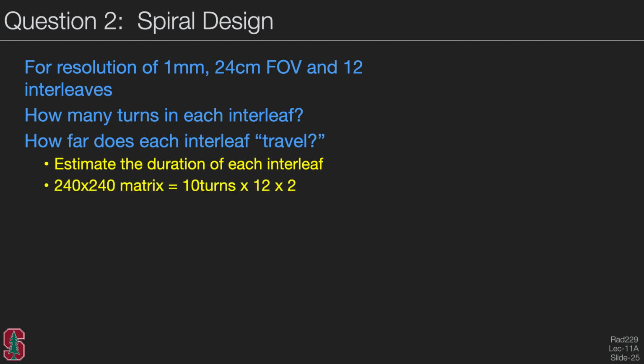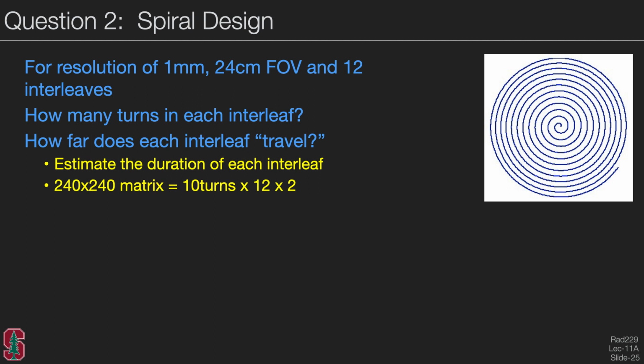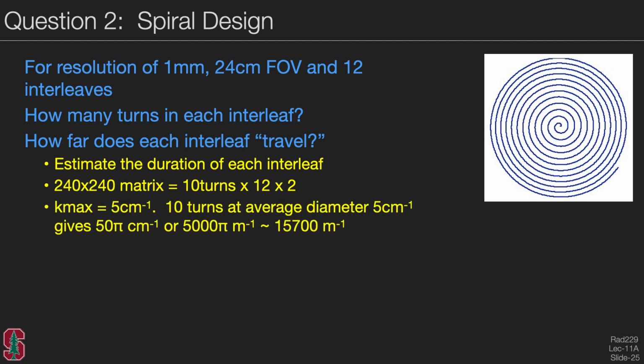To do this, we can look at the 240 by 240 matrix. Remember, we have 12 interleaves, and each one is crossing the x-axis, say, twice on each turn. So this takes 10 turns. If we take 10 times 12 times 2, we get 240. So that gives us the number of turns in the interleaf. Now if we look at the k-space extent here, this is 5 inverse centimeters. So 10 turns at an average diameter of 5 inverse centimeters gives 50 pi inverse centimeters, or 5,000 pi inverse meters, or 15,000 inverse meters.